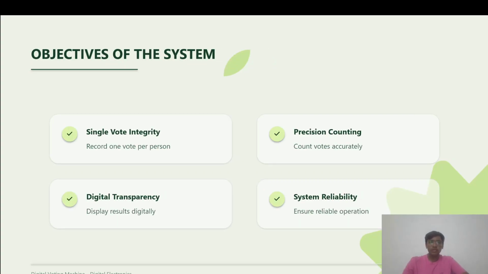The objectives of the system. The system is designed with some important objectives. One person, one vote, which means no duplicate voting. Accurate counting, which means every vote is counted correctly. Transparency, which means the results are clearly displayed. Reliability, the system should work without failure. This ensures fairness in elections.